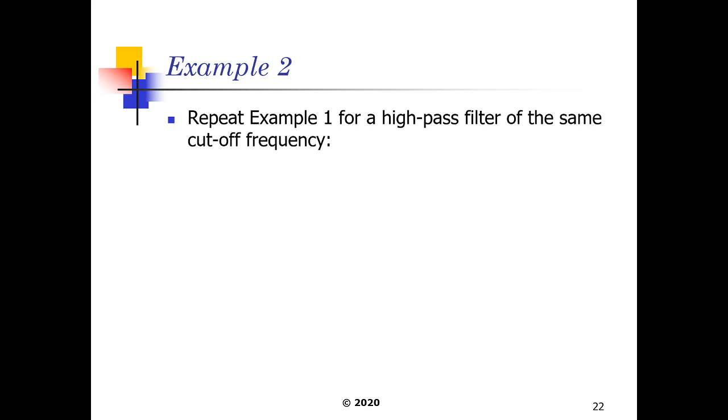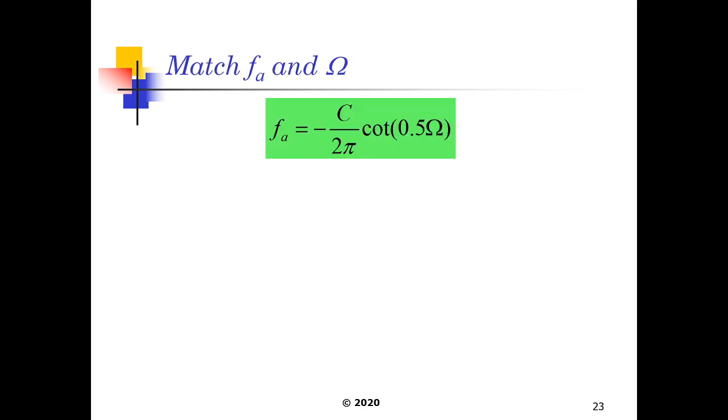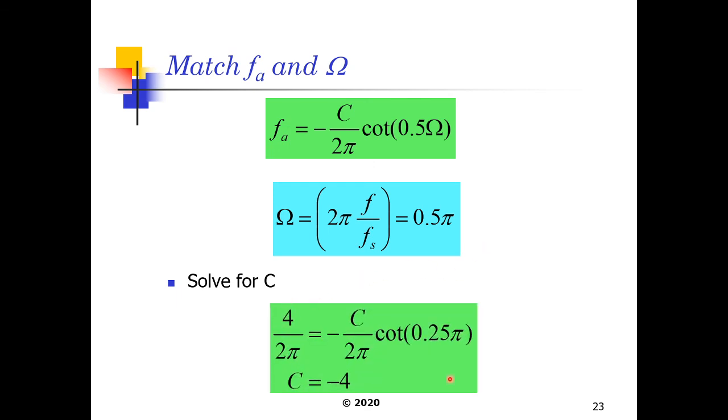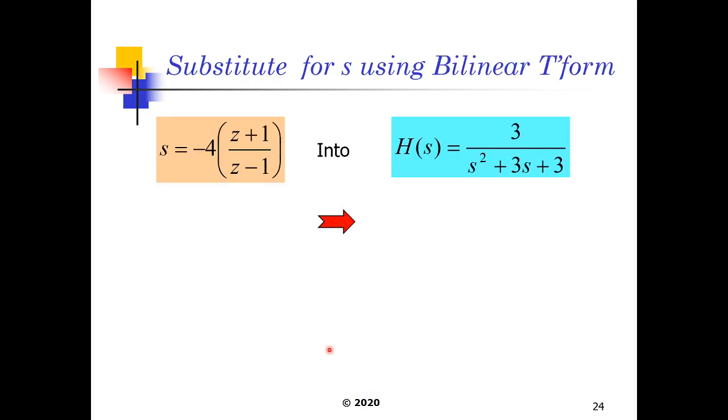We're going to repeat example 1 here for a high pass filter of the same cutoff frequency. So we start with the f of a equation for the high pass filter form. From before we saw that capital omega was 0.5 pi. In solving for c, we're going to find c equal to negative 4. Because c is equal to negative 4 and we're using the high pass version, instead of z minus 1 being on the numerator, it's now on the denominator, and the z plus 1 is on the numerator.